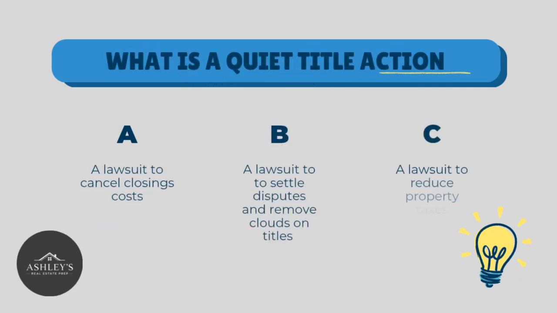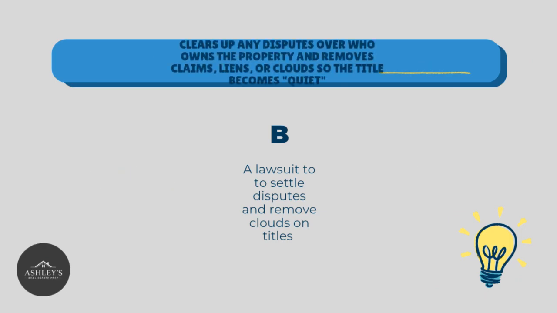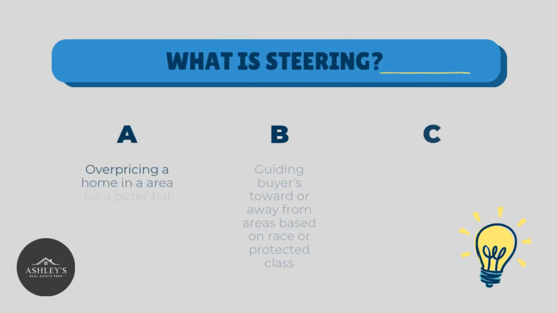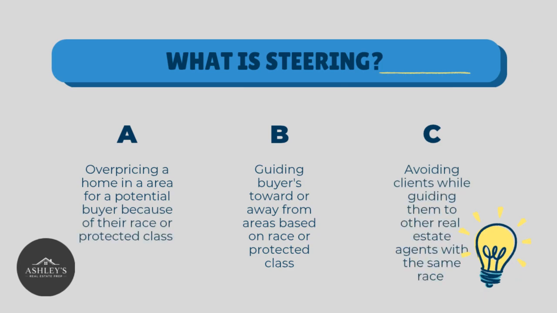What is a quiet title action? A. A lawsuit to cancel closing costs. B. A lawsuit to settle disputes and remove clouds on title. C. Or a lawsuit to reduce property taxes. The answer is B, a lawsuit to settle disputes and remove clouds on title. It clears up any disputes over who owns the property and removes claims, liens, or clouds, so the title becomes quiet.